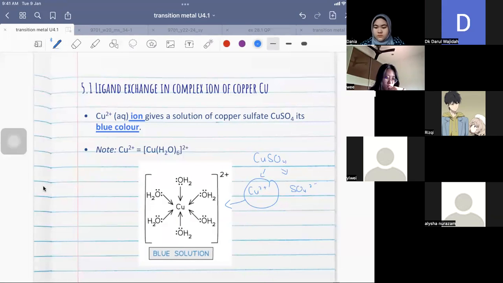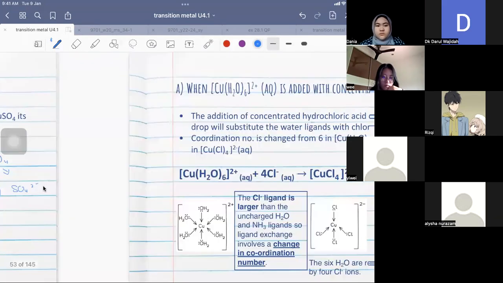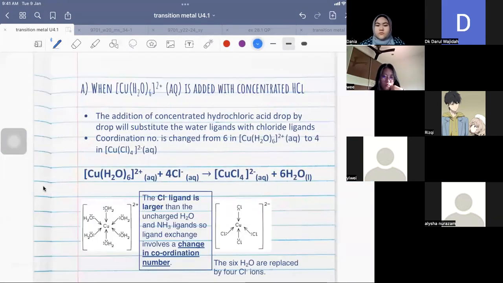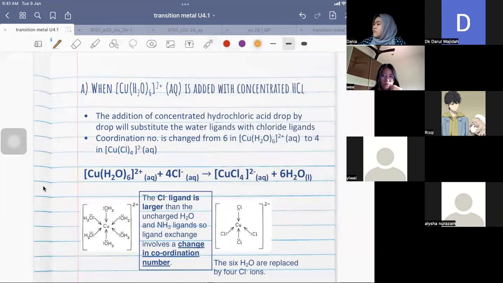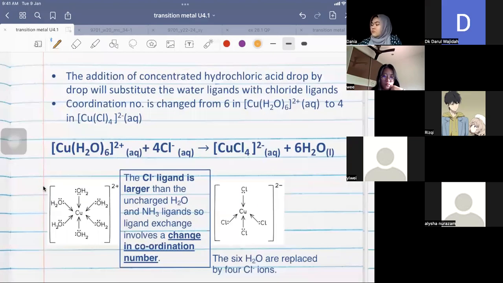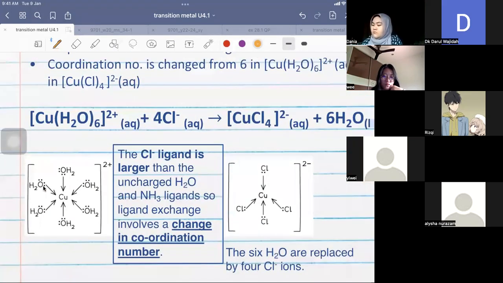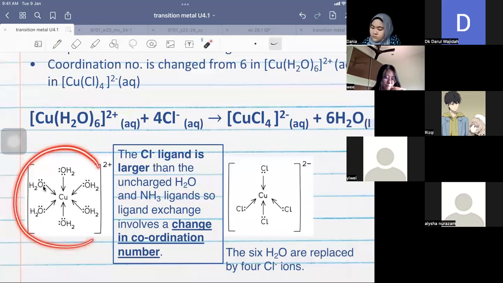Right. So we're going to look at what happens when we add hydrochloric acid. The addition of concentrated hydrochloric acid drop by drop will substitute the water ligands with chloride ligands. Here's a diagram, a drawing of the complex ion.